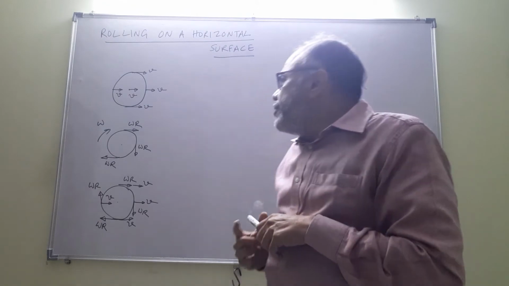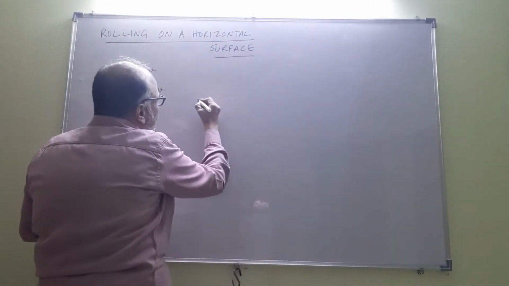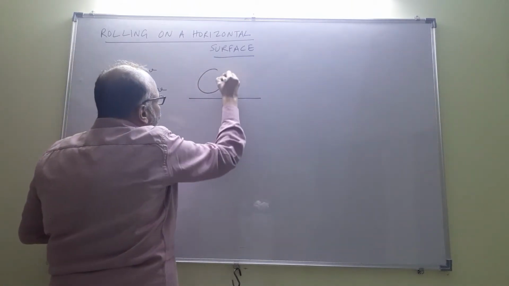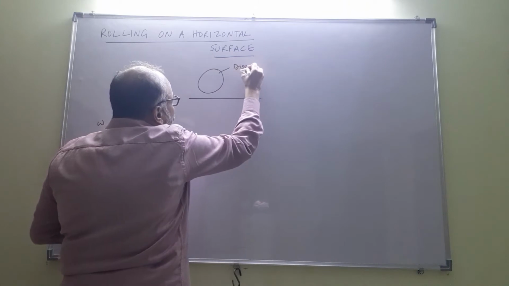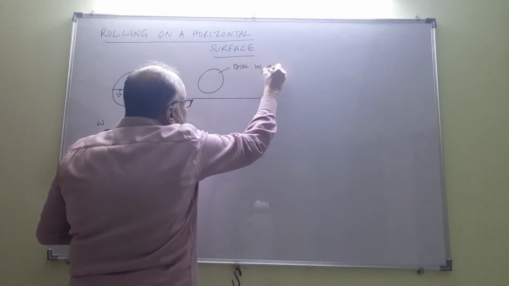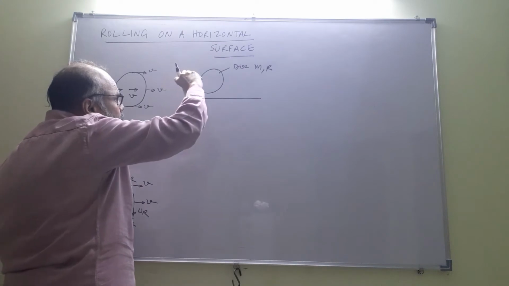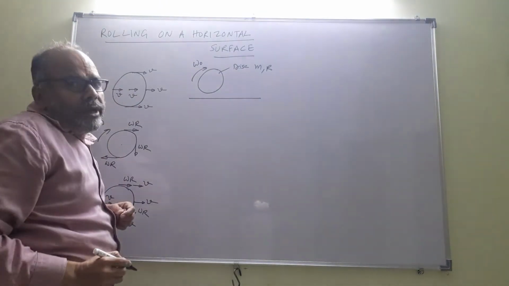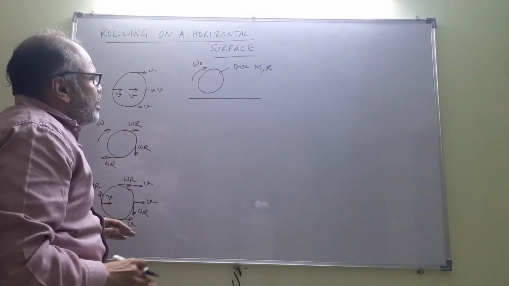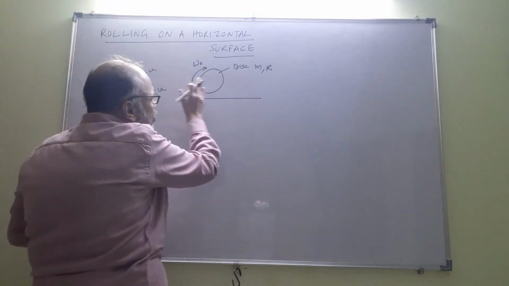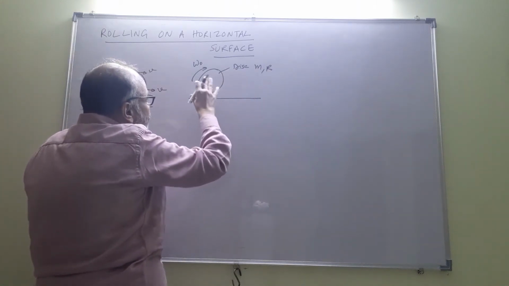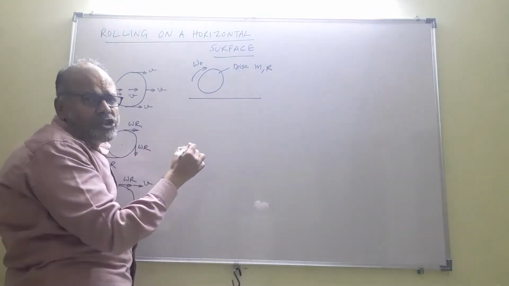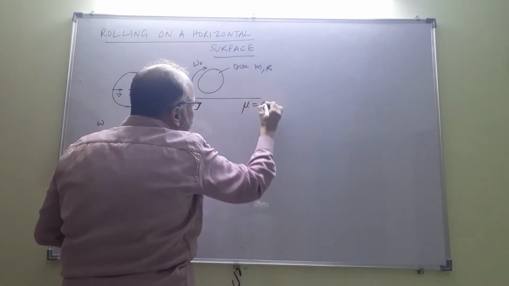So let us take an example. Suppose we have a surface and a disk of mass m and radius r. We spin this disk, give it some angular velocity omega naught, and place it on the surface. We are not going to give it any horizontal, linear velocity. We will spin it and leave it here. Suppose this surface is smooth, that is, mu is equal to 0.